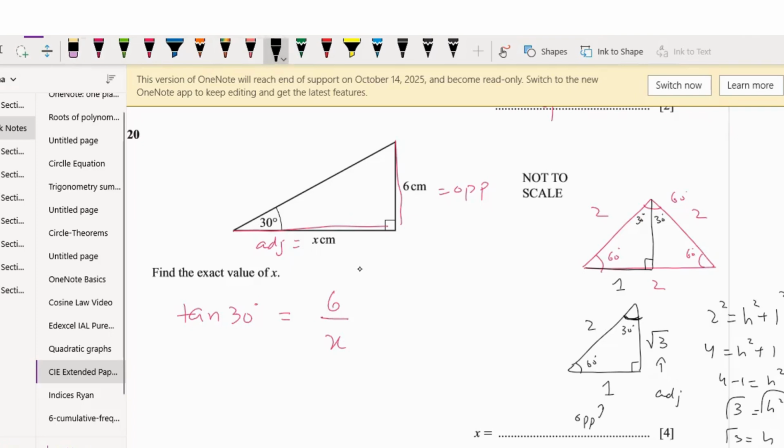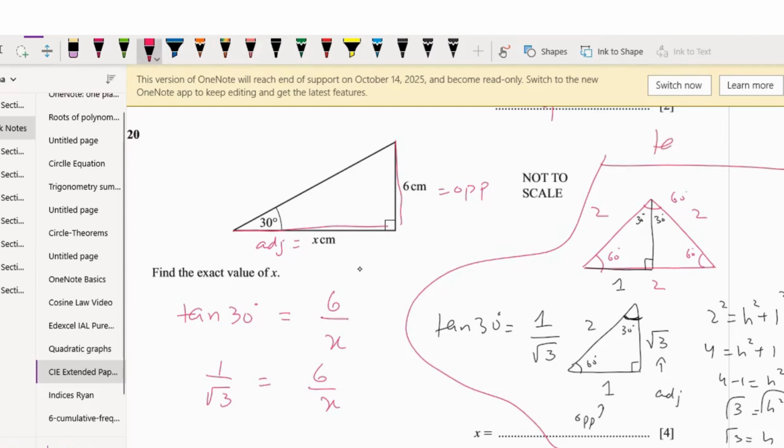So for now we get tan 30 as opposite over adjacent. So tan 30 from this triangle is opposite, which is 1, over adjacent, which is root 3. So I will put the value for tan 30 as 1 over root 3, equal to 6 over x. We need to find x, so we cross multiply. This whole thing was just to find the value for tan 30. Since you are not allowed to use the calculator, I will tell you the easiest way. You better learn the values for 30 degrees, 45 degrees, 60 degrees and 90 degrees, so you don't have to do this whole lengthy work here.